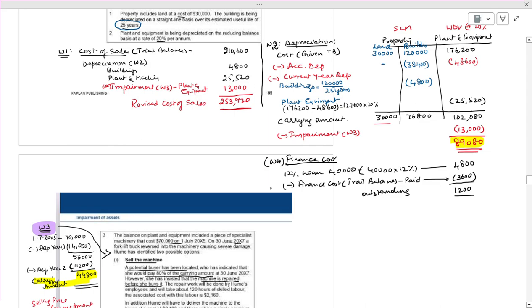1,200. This outstanding should be shown in two places. The first, we have to show in the income statement. The second, we have to show in the current liabilities. Most of the students in the examination will only see 3,600 and directly take 3,600. No. We have to see the statement of financial position, and according to that we have to work it out. How much is there? 1,200.